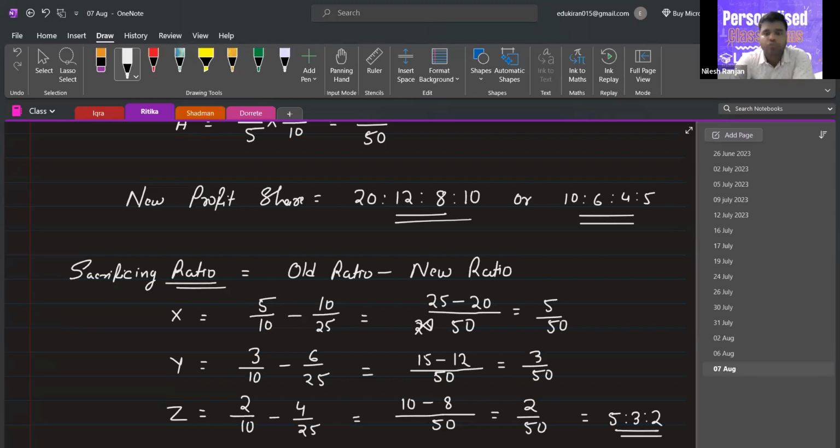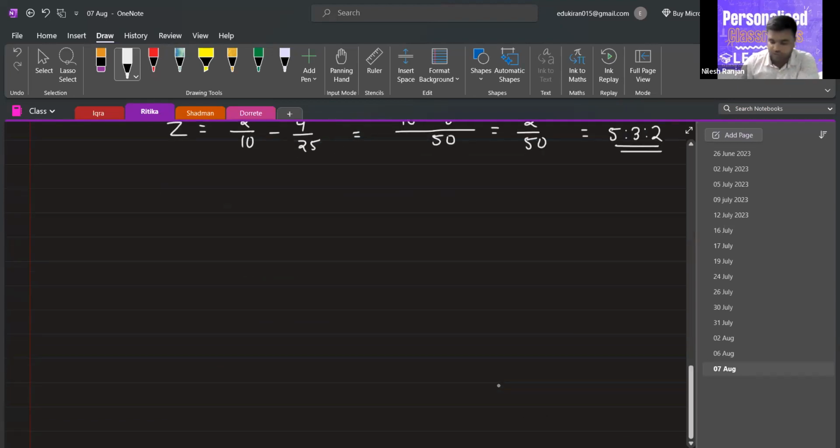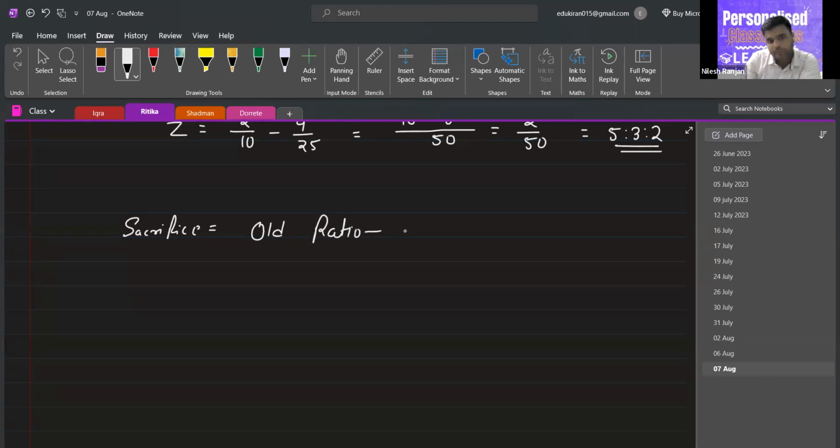Yes, sir. So this is how much they sacrifice for the new partner, this is the sacrificing ratio. Now there is a formula for sacrificing ratio. I have just written it here. Sacrifice ratio equals old ratio minus new ratio, and gain equals new ratio minus old ratio.